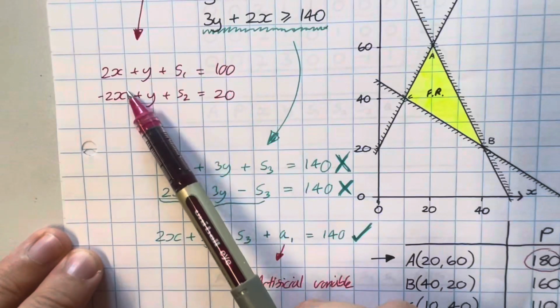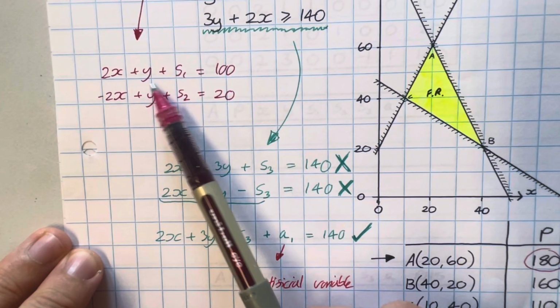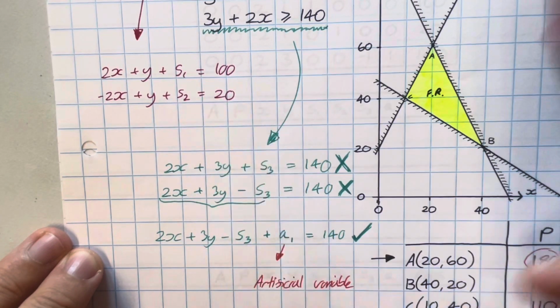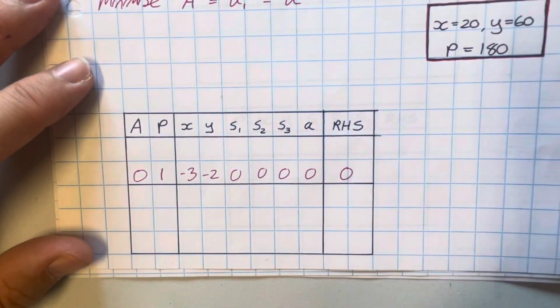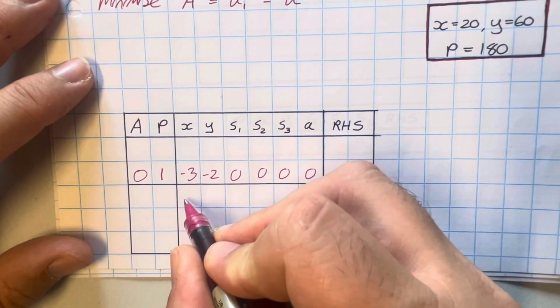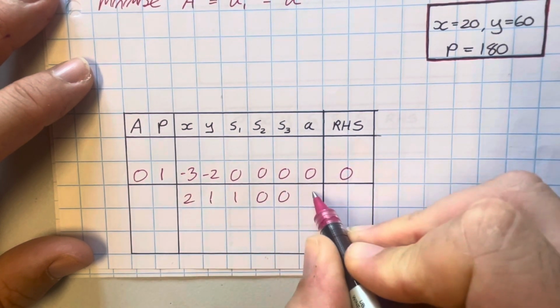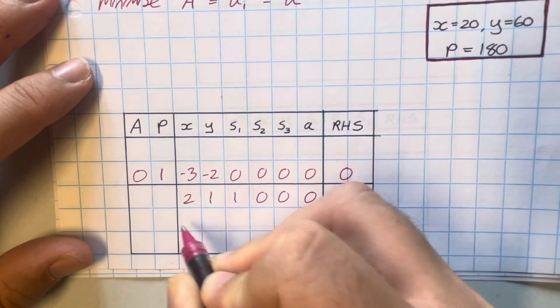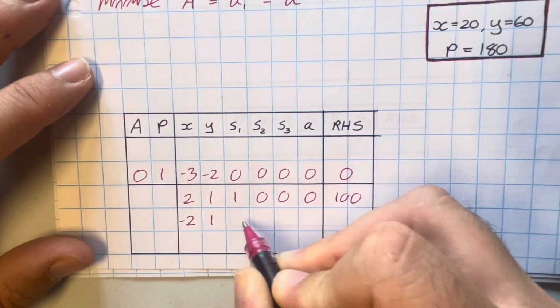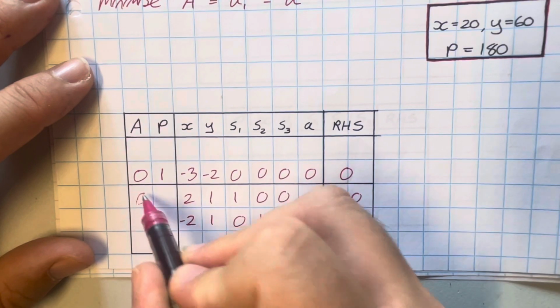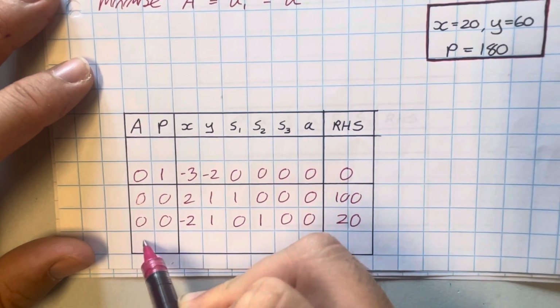Then our 2 constraints were these two. 2x plus y plus a slack is 100, minus 2x plus y plus a different slack is 20. So we can plug those both in. 2x plus y plus a slack is 100, and minus 2x plus y plus a different slack is 20. There's no objectives over here.